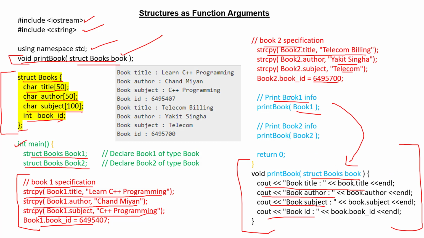After executing this statement, the control will come back to the main program, and the print book 2 call will come. So this is again calling a user defined function. Again it will come here and print all the outputs of book 2. This will be very useful if you want to print a large number of book data, so it will be very helpful.